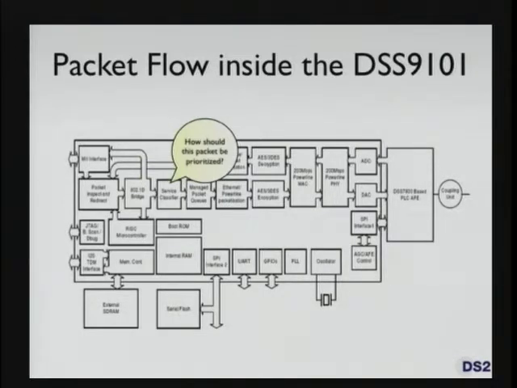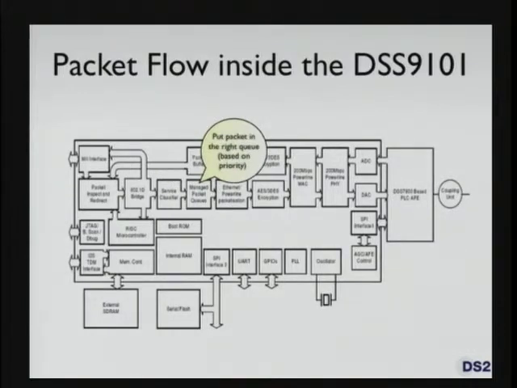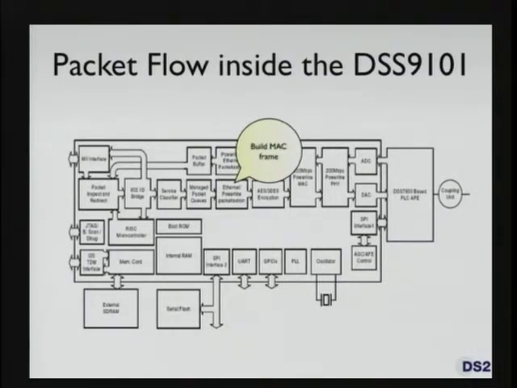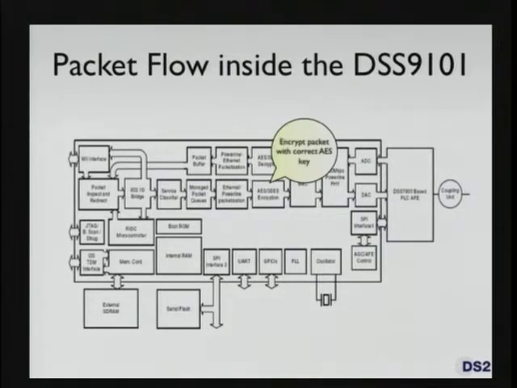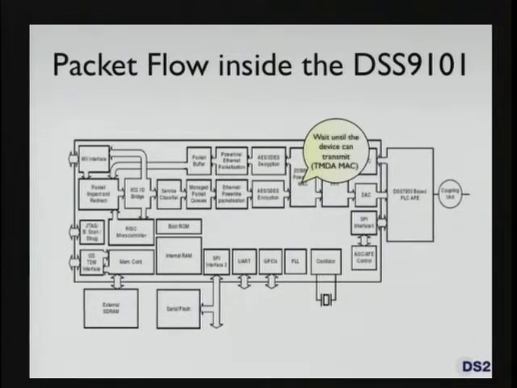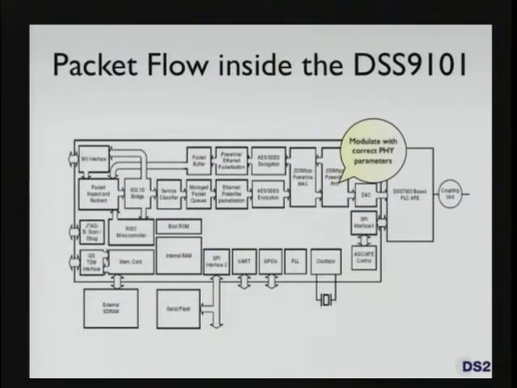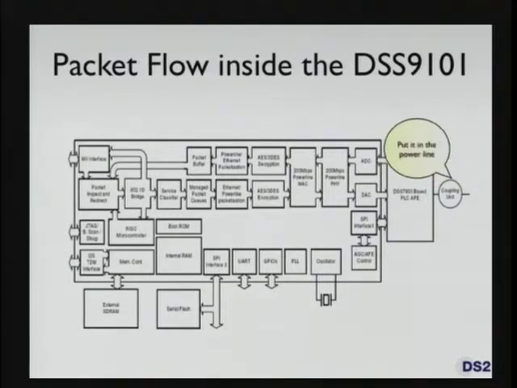Then it goes to the service classifier that decides the priority of the packet, puts that in the right queue, and then when the time is right to transmit the data, this block will build the MAC frame, reading the high priority packets from the buffer, will encrypt them, will wait until the device can transmit based on the information from the MAC, and then will modulate it with the right OFDM parameters and send it to the analog interface. The system supports many different modes.